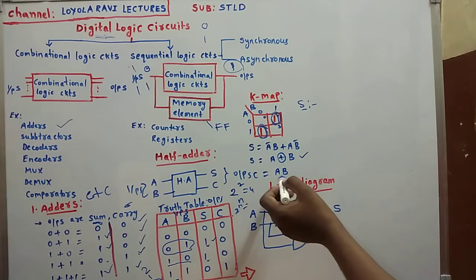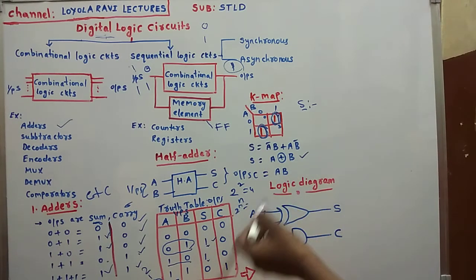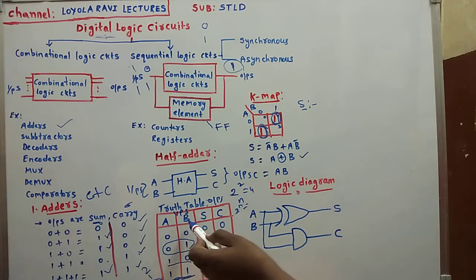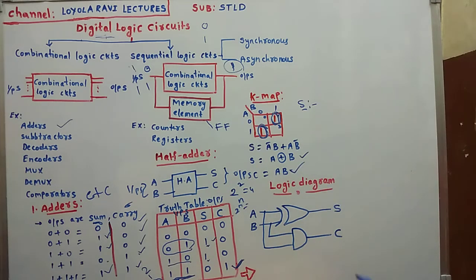Carry is equal to, how will you get carry? There is no need of K-map here. Why? Because observe the truth table. In the truth table, where are we getting carry high? Here 0, here 0, here 0. Here only we are getting carry high. Only one combination gives carry high. The corresponding inputs are 1 1. Directly you may write 1 is nothing but A and 1 is nothing but B. A into B. So carry is AB. Sum is A XOR B.